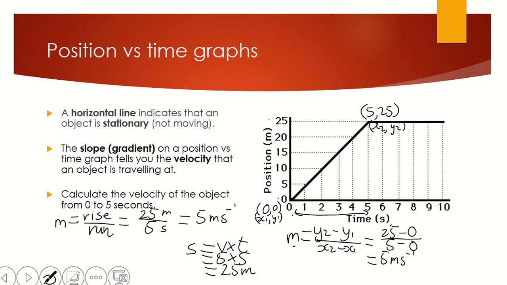Now, obviously rise over run is simpler, but the reason why I'd prefer you to do it using the gradient formula is because we're going to have lines that don't start off at the origin. We're going to have lines that start off at random points, and they might be negative, positive, and it's a lot harder to visualize the rise over the run. So I'd prefer you to use the gradient formula to calculate the speed.